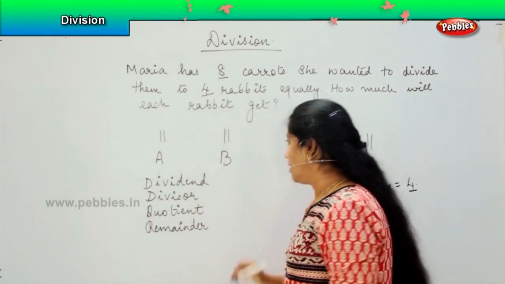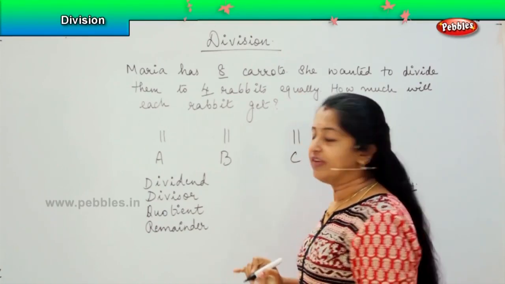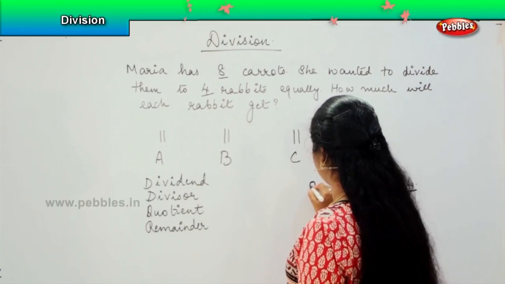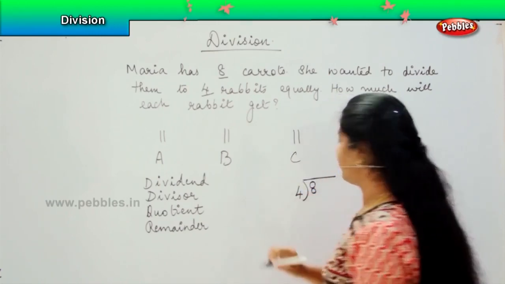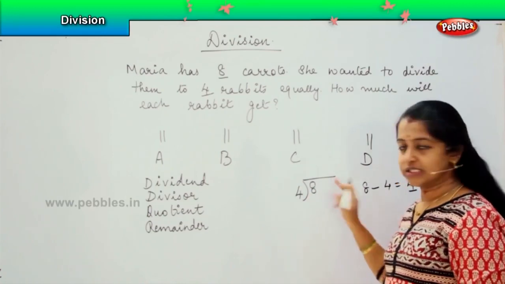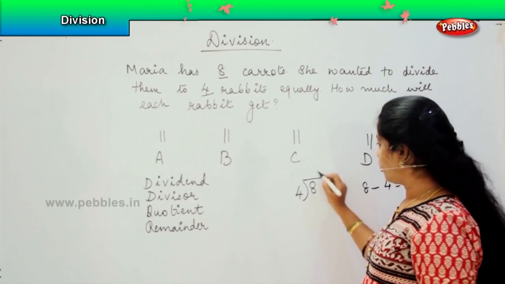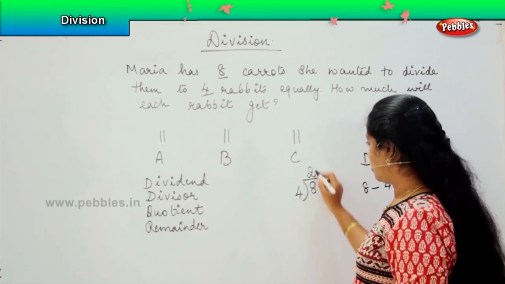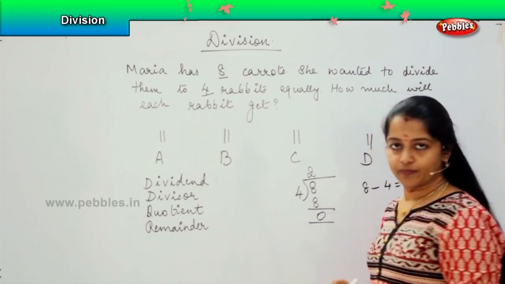Okay. Now, the same question if I have to solve in a division form, what will I do? 8 divided by 4. So, this is the division symbol. Yes. So, 8 divided by 4. 4 ones are 4, 4 twos are 8, right. So, 4 into 2 is 8 and my remainder is 0.